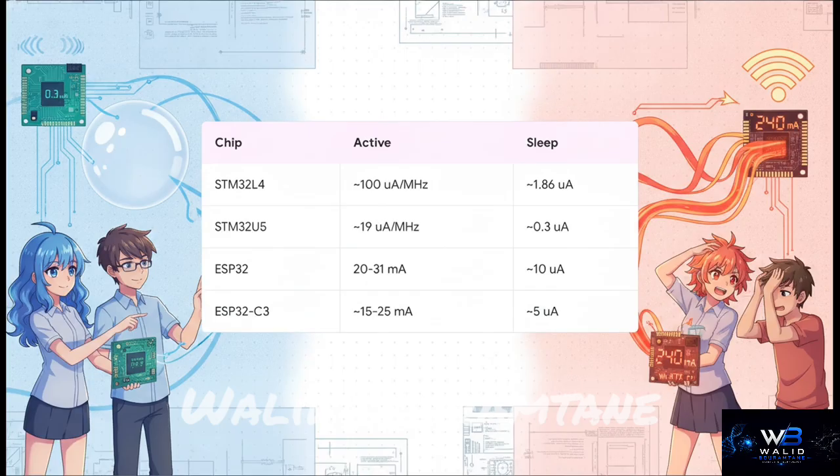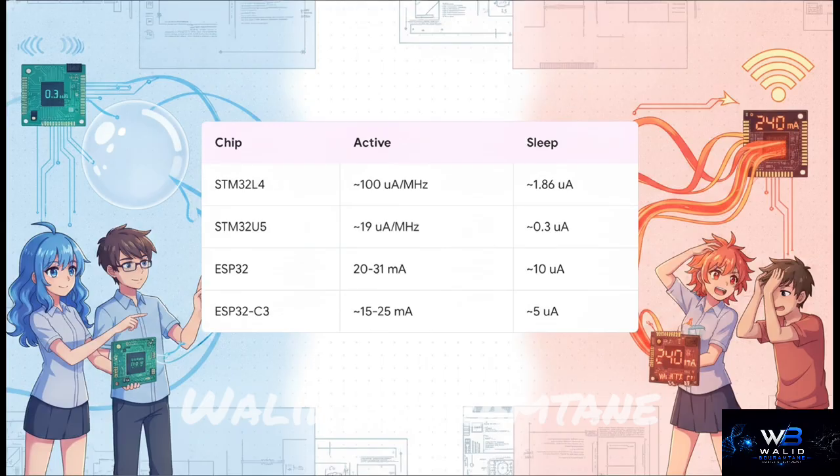But wait, what about power consumption? This is where things get really interesting. The ESP32 draws significantly more current, especially during active RF transmission. The STM32 completely separates itself here, literally by an order of magnitude.